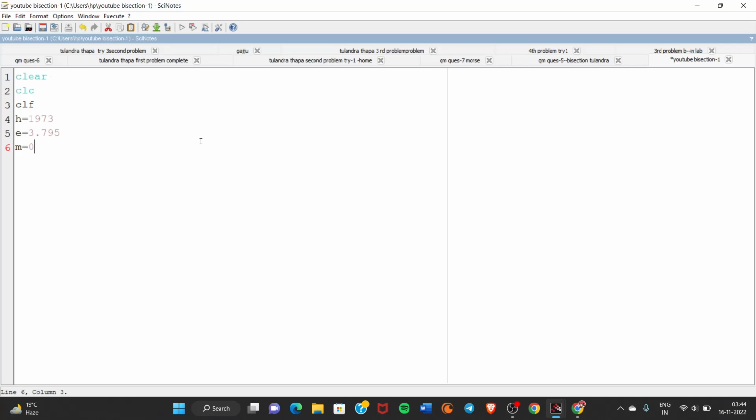m is equal to 0.51 into 10 to the power 6. So these constants will be given to us. Now we will simply write our code.